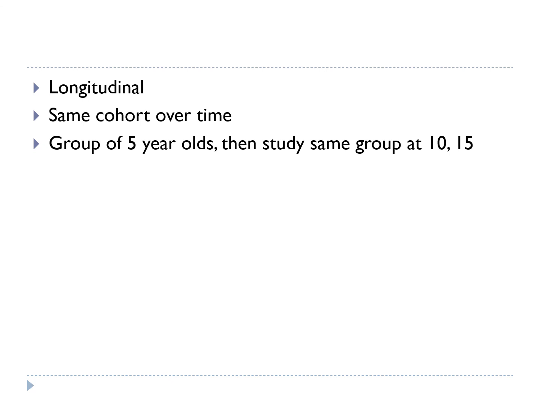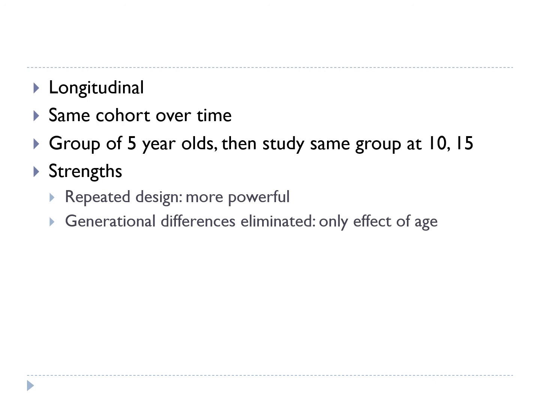So you might take a look at a group of 5-year-olds and then track them down and study them again at the age of 10, and then study them again at the age of 15. This tends to be a way of studying that eliminates cohort effects or studies a particular cohort in great detail, so there's no problem of generational differences because it's the same generation that's being studied. It's also a repeated design, which is more powerful, also known as within participant design, right? So you can more specifically study the effect of age while eliminating generational differences.